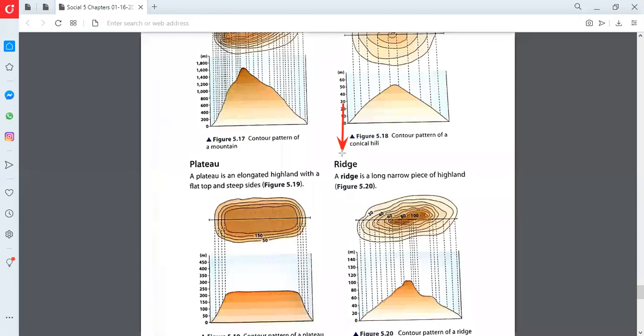The next one is the ridge. The fourth one is the ridge. A ridge is a long, narrow piece of highland. It's not like a single mountain. In it, there are so many mountains, with many different peaks. Sometimes there are peaks, sometimes there are downs, there are some ups on the mountains. Then it is called a ridge. A ridge is a long narrow piece of highland.